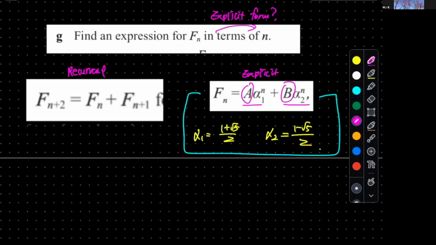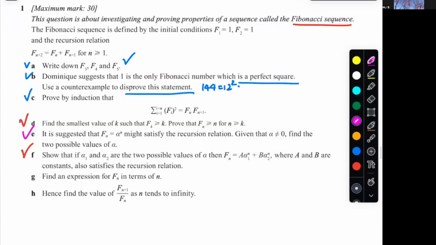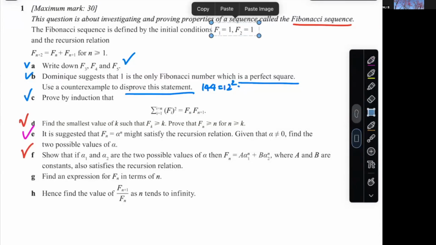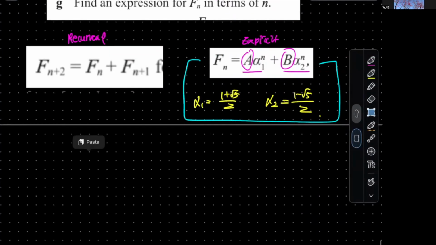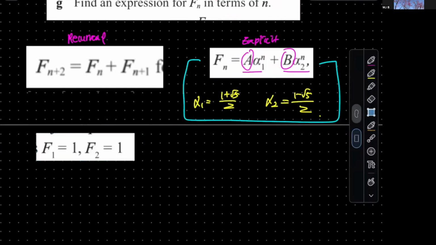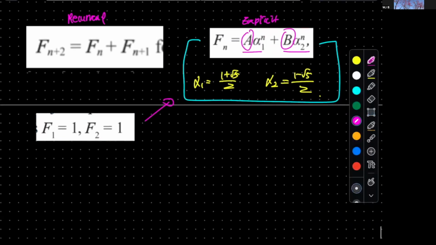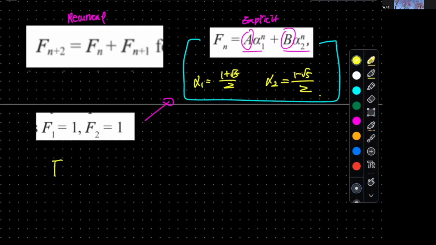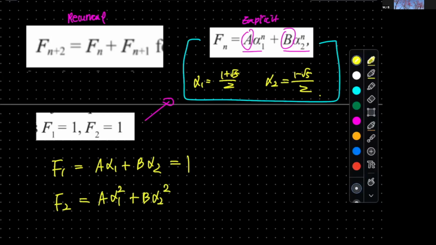And of course, it's going to be a simultaneous equation, isn't it? And for that, I do have the initial condition. Remember, my first and second terms of the Fibonacci sequence were 1 and 1. So I'm going to use these initial conditions on the explicit form to get those coefficients. So F1 is going to be A alpha 1 plus B alpha 2 is equal to 1. That is correct. And F2 is going to be A alpha 1 squared plus B alpha 2 squared, which is also 1.